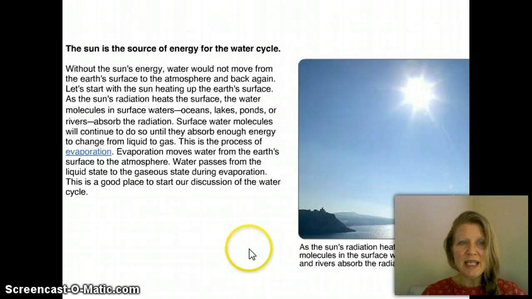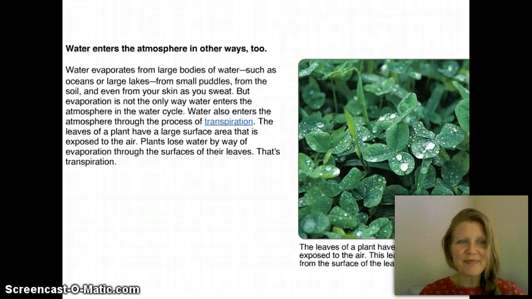So consequently, the sun's radiation heats the surface, and the water molecules in the surface waters, oceans, lakes, and ponds absorb the radiation. It breaks the hydrogen bonds, and those surface water molecules absorb enough energy to change from a liquid to a gas. And this process again is called evaporation. This is moving water from a surface up into the Earth's atmosphere, where it will then pass back into a liquid state and come back to Earth in the form of precipitation.